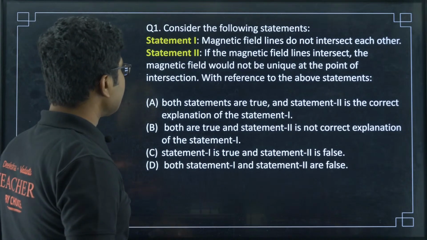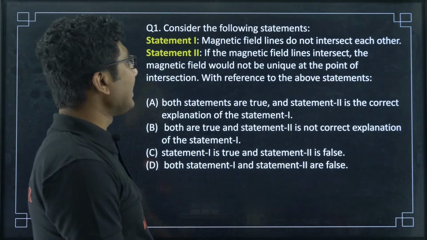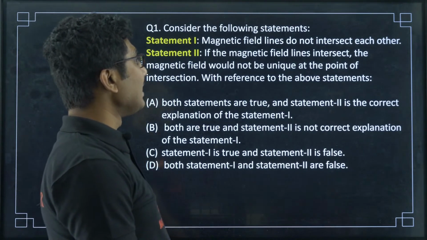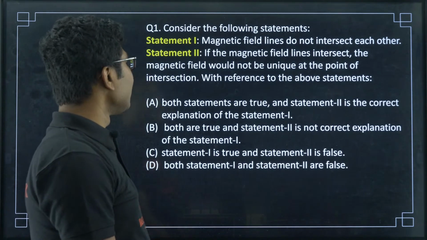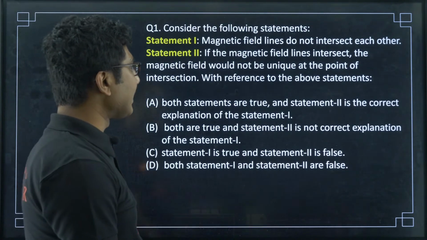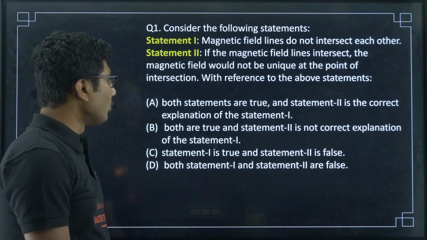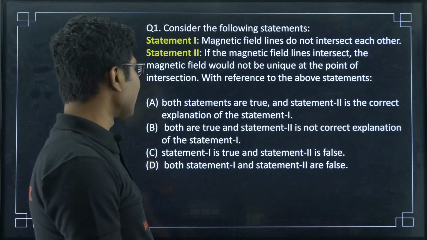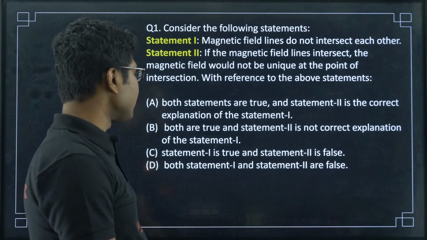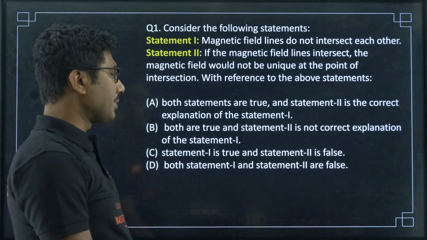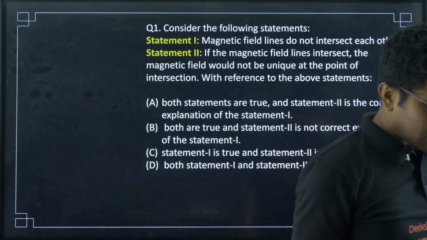First we will start with this question. Consider the following statements. Statement 1: magnetic field lines do not intersect each other. Statement 2: if the magnetic field lines intersect, the magnetic field would not be unique at the point of intersection. With reference to the above statements: both statements are true, and statement 2 is the correct explanation of statement 1; both are true, and statement 2 is not the correct explanation of statement 1; if statement 1 is true, statement 2 is false, as usual. So we have to first identify if both statements are correct.